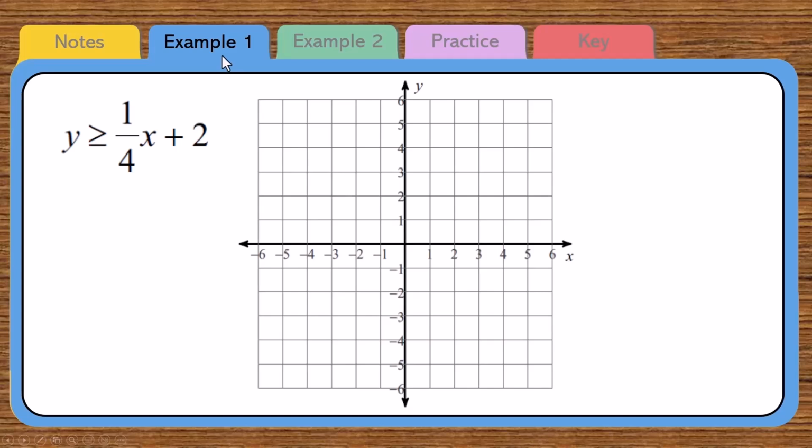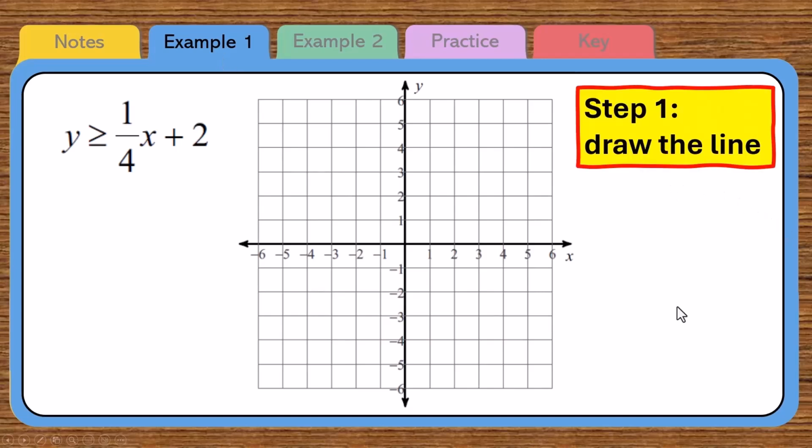Let's do example number 1. To start these, first step, you have to draw the line. When we draw the line, we have to decide, is it going to be solid or is it going to be dashed? Well, look at this one. Greater than or equal to. That equal to line on the bottom, you see the little line on the bottom of the symbol? That means you are going to make a solid line.